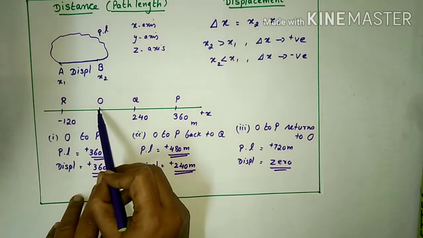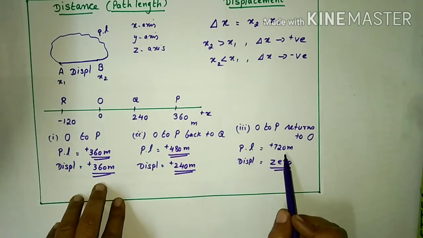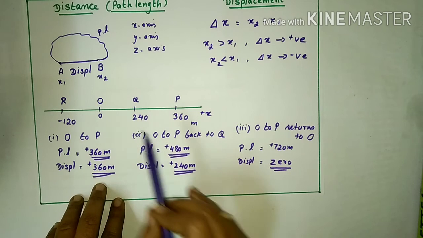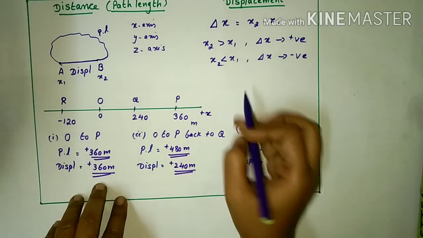Here the car moves from O to P then returns to O. So path length is equal to the total distance travelled by the body and the displacement is equal to 0.